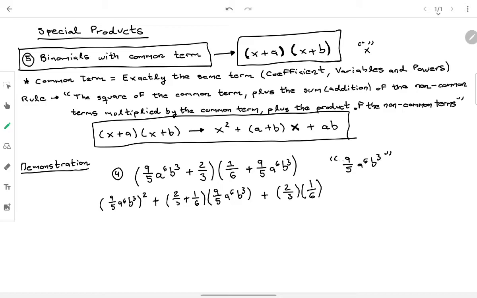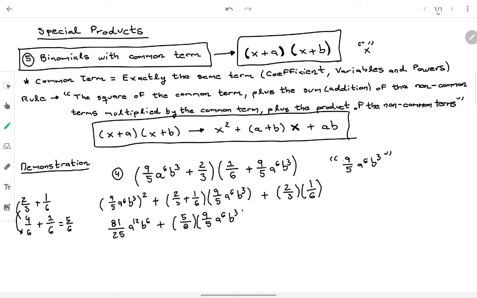So it will be something like this: 81 over 25 a to the 12 b to the 6, because of power of a power. Then, if we add 2/3 plus 1/6, it will be like adding sixths, least common multiple. So it will be 3 times 2 it's 6, so 2 times 2 it's 4, plus 1, it will be 5/6. So it will be 5 over 6, that will multiply 9/5 of a to the 6 b to the third.